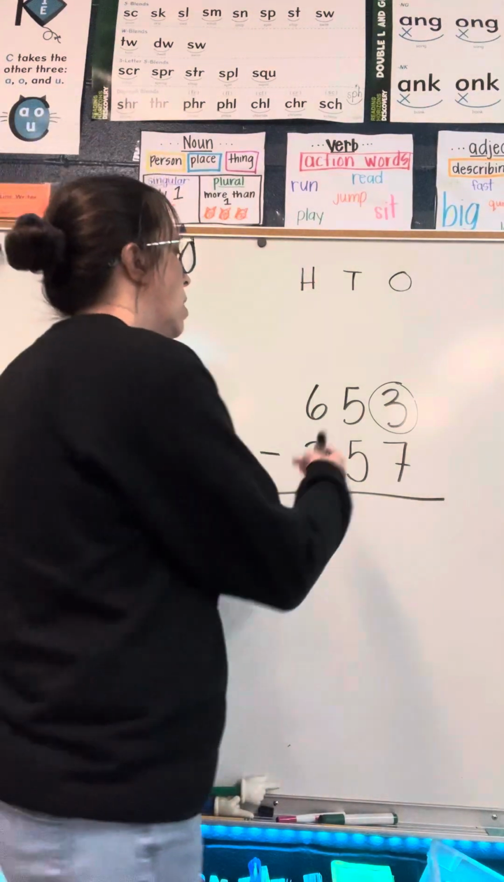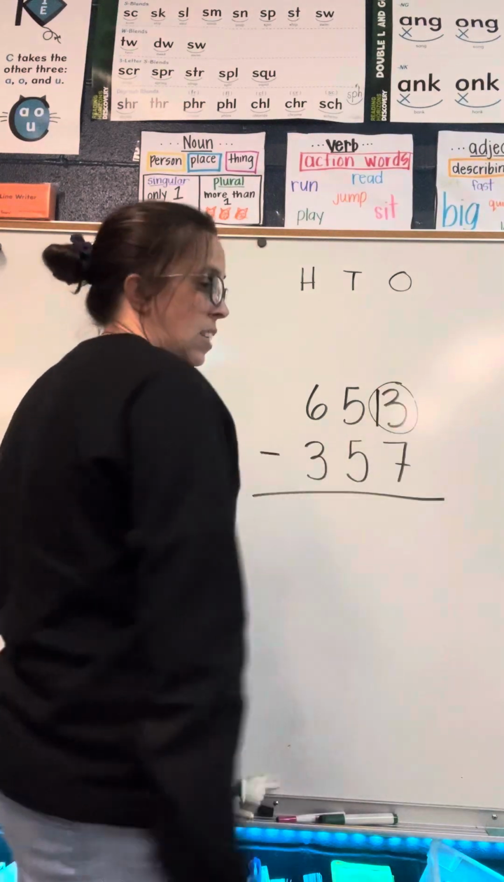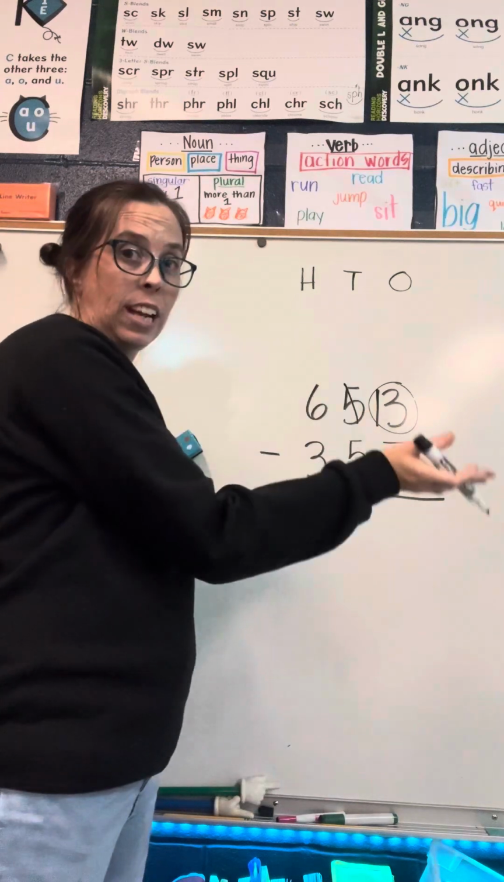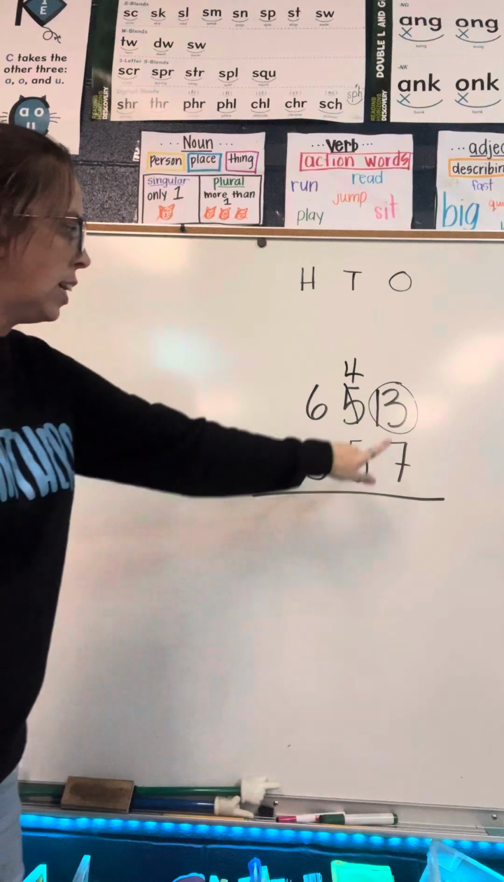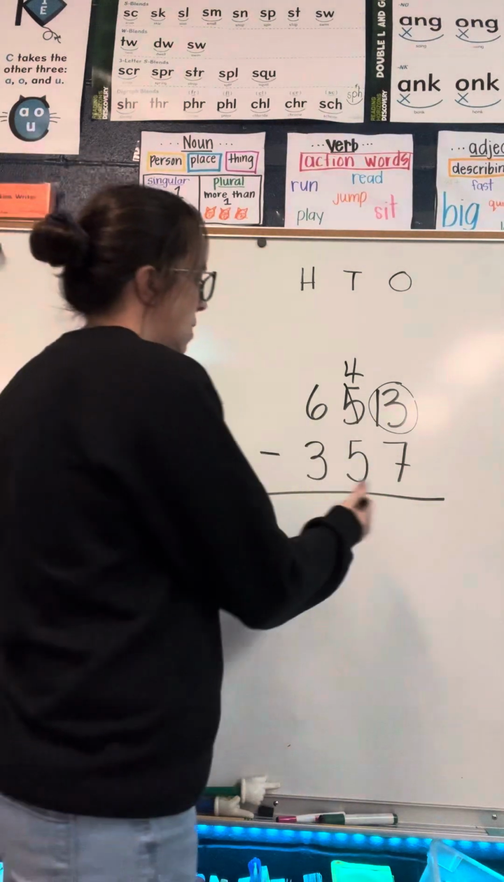Not going to happen. Knock, knock, knock. Can I borrow a 10? Sure. Give it to him. But now he only has 4. So I can go here. 13 minus 7 is 6.